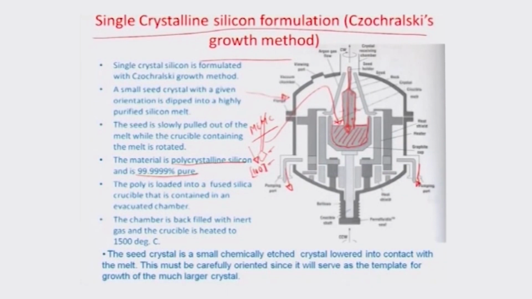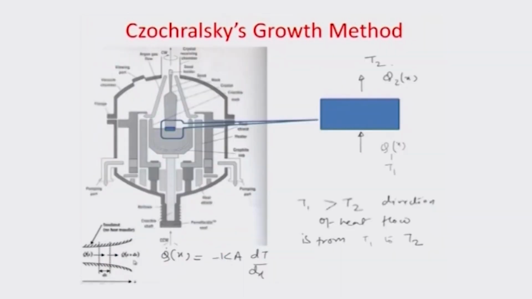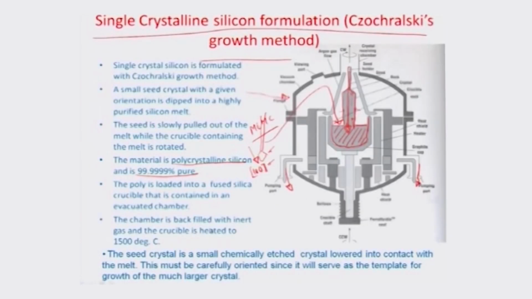So, some other nitty-gritty of this process is that the chamber is backfilled with inert gas, and the crucible is heated up to 1500 degrees Celsius. Okay. And the seed crystal is a really small chemically etched crystal lowered into contact with the melt, so that the melt can grow in that direction. It has to be carefully oriented because this serves as a template for growth of the much larger crystals later on. Okay. So, that is how the Czochralski growth process is actually executed.